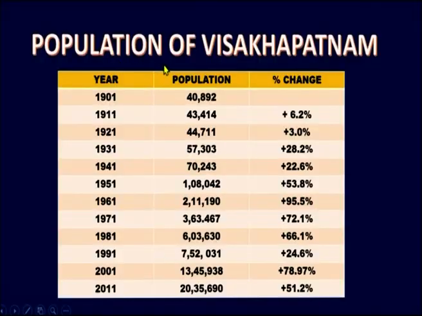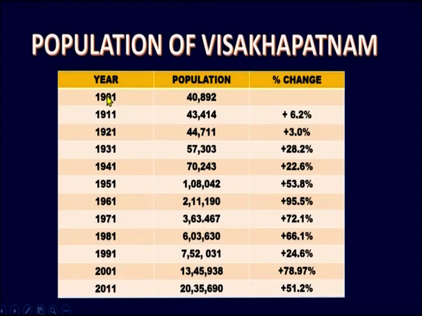Let us see the tabular form of population of Visakhapatnam. So here, how the population has increased every decade. Decade means 10 years. So look at the table here. Here we have year, population and percentage change in the population. Okay. So first one is 1901. We are seeing from 1901 to 2011. So 1901, what is the population? 40,892. And here percentage change is not given because there is no previous year.